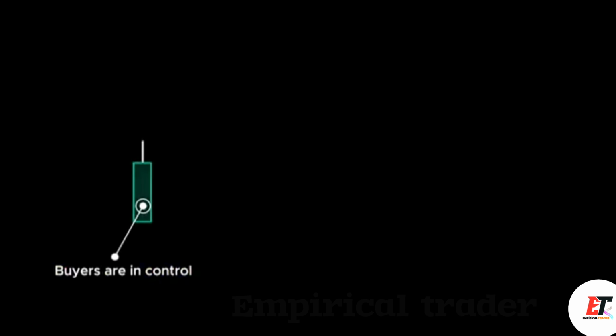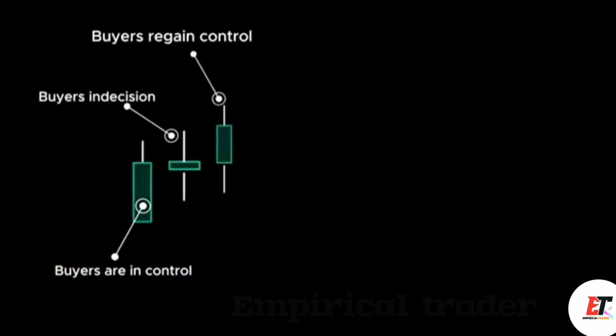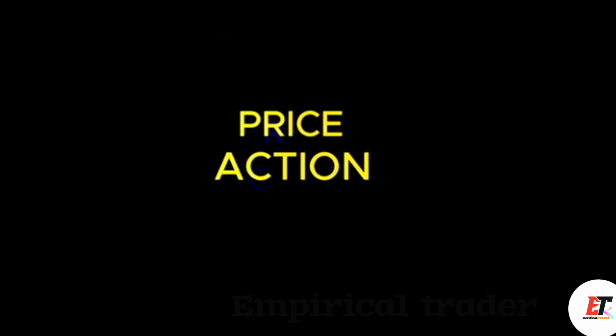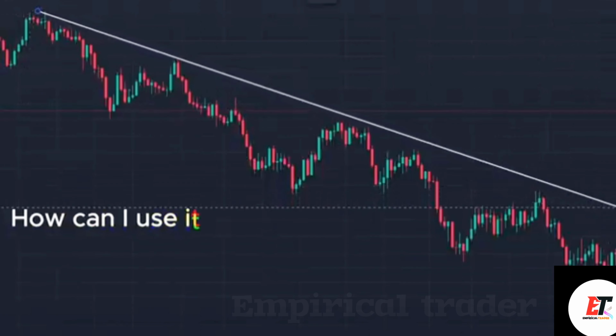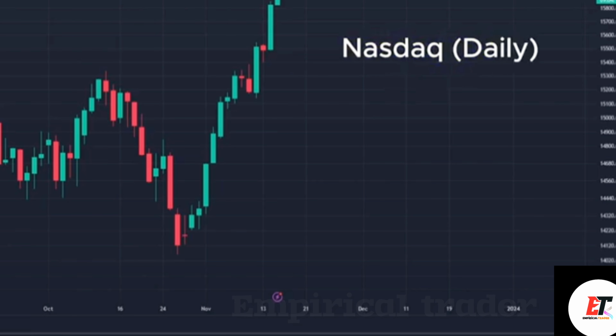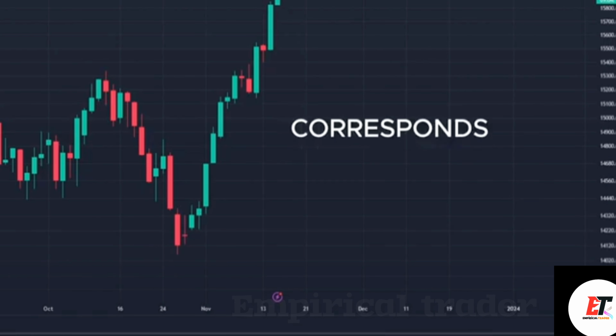Understanding candlestick patterns is crucial, as they narrate a story about the ongoing tussle between buyers and sellers. Traders leverage this information, known as price action, to make well-informed decisions. Now let's put this knowledge into practice with a real-world example. The displayed chart represents the Nasdaq on the daily time frame, where each candlestick corresponds to one day.